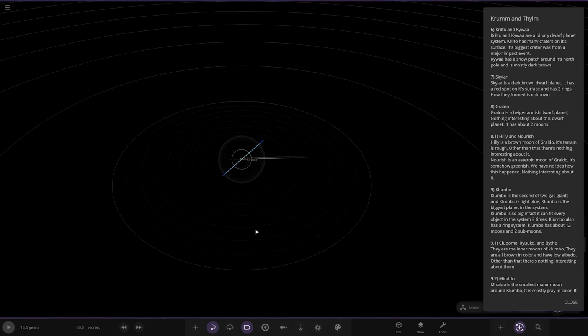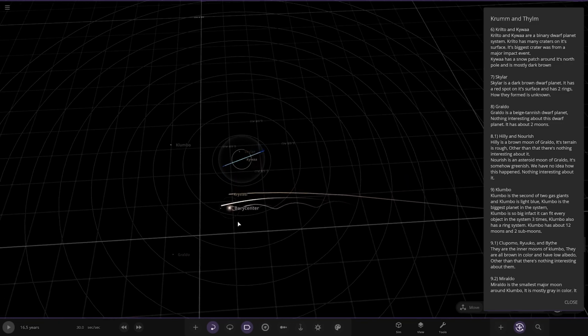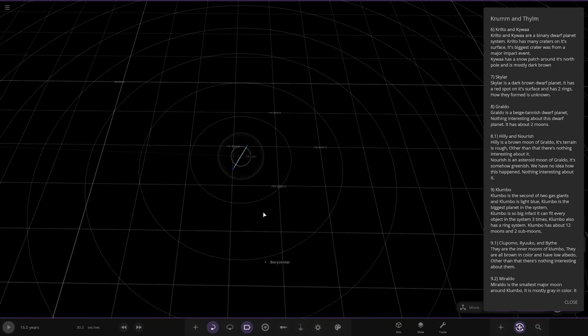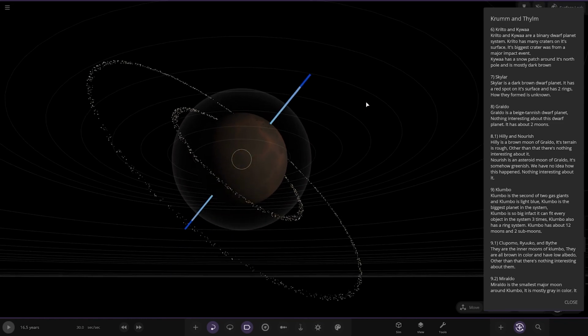Very nice. Next up, we've got Skylar. Where's that? There he is. Very dark trails, a lot of these. We've got some two little ring systems. Look at that. Pretty cool. Is there a dark brown dwarf planet? It has a red spot on its surface and two rings. How they formed is unknown.